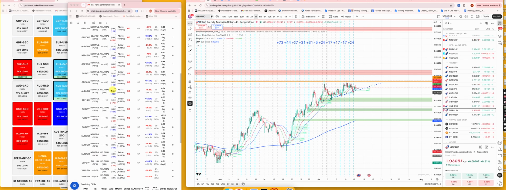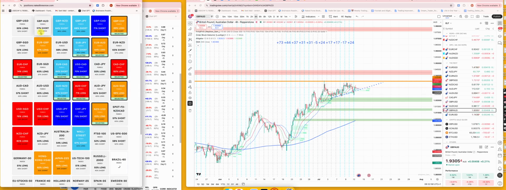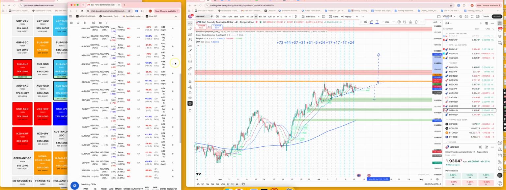All right, 4 hour pound Aussie. Pound Aussie neutral plus 51. We're going towards long, which makes sense. So what do I think for this? Okay, interesting. It's going to be one of those squeeze plays where it potentially does a wick down and then continues in the right direction. At the moment, we're nowhere near a trade.